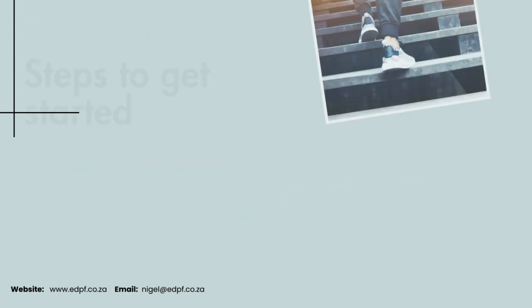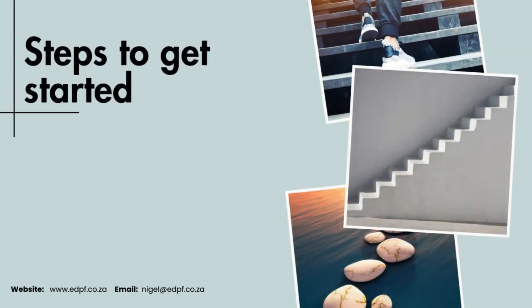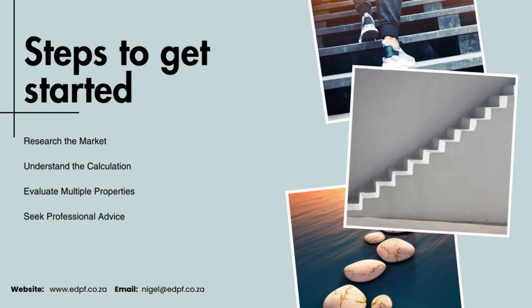If you're new to the property investment game, here are some tips or steps to get you started. Research the market. Understand local property trends and investment opportunities. Understand the calculation. Familiarize yourself with the back of the cigarette box calculation and its limitations. Evaluate multiple properties. Use the calculation to assess different properties. And then finally, seek professional advice. Consult with real estate experts and financial advisors to refine your investment strategy.